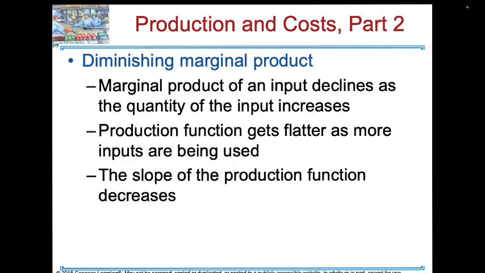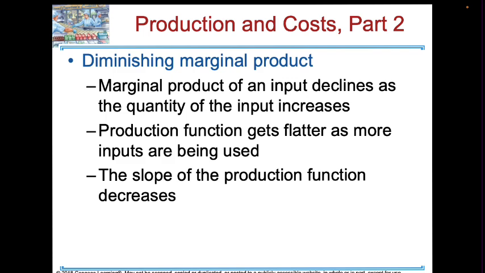And this idea is called diminishing marginal productivity. And in our case, since we're talking about people, labor, this is called diminishing marginal productivity of labor. The marginal product of an input declines as the quantity of input increases. So what we said earlier: as the number of workers increases, every additional worker contributes less to the output.